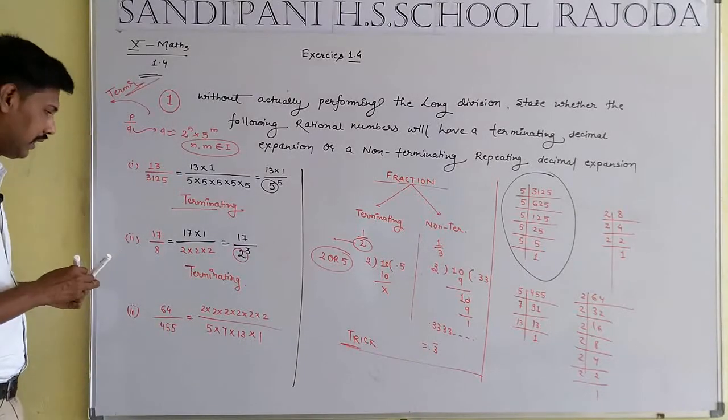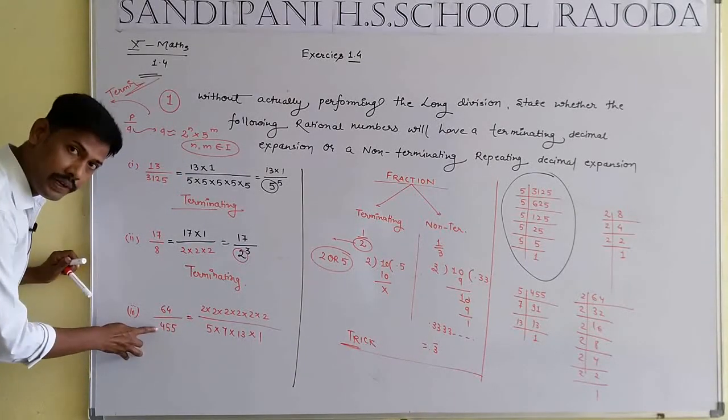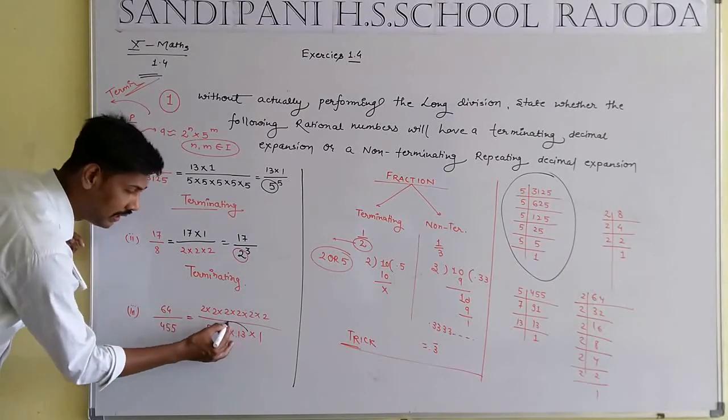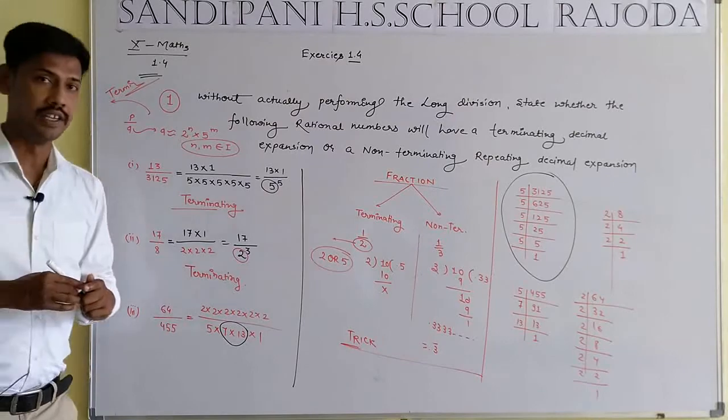But here in the factors of the denominator we are getting 7 and 13.